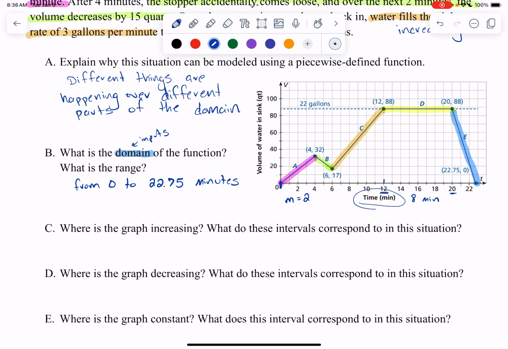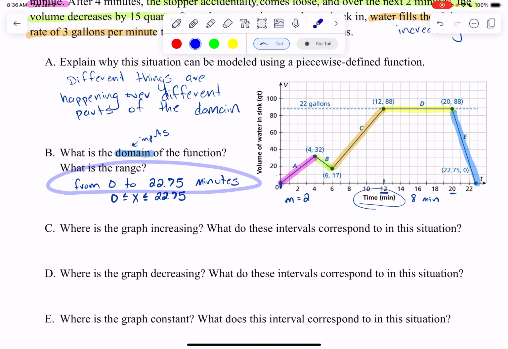Okay. And we could also write that using interval notation, 0 less than or equal to x less than or equal to 22.75. Okay. Or we could, again, write it in words the way we wrote it in words right here. There's our words. There's our in words. And then here's our interval notation. So there's our domain.